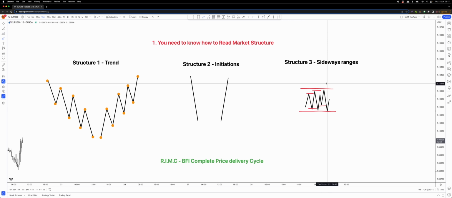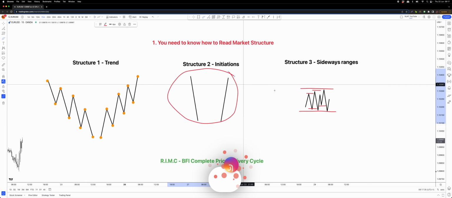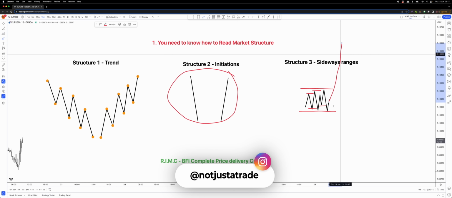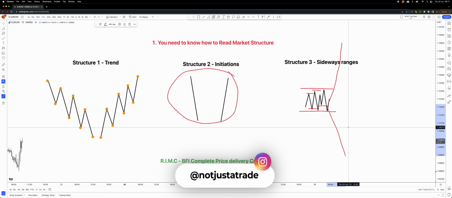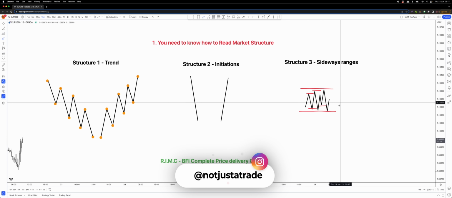Once you understand the sideways ranges in the market, you know what comes next, because after sideways ranges are created, they have to go into initiation structure here, which means then we break out of the sideways range, either higher or lower. Now you can understand the moves in the market.